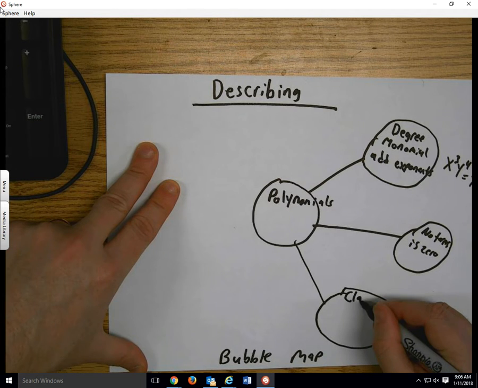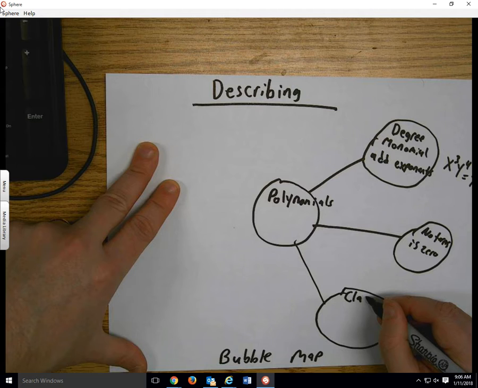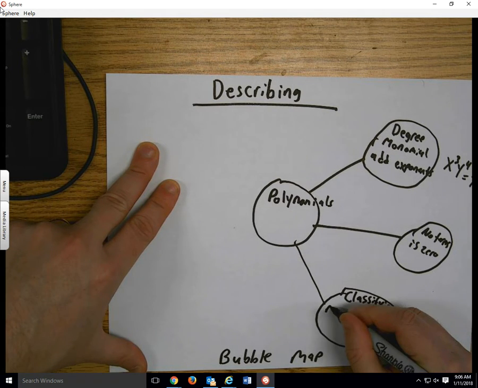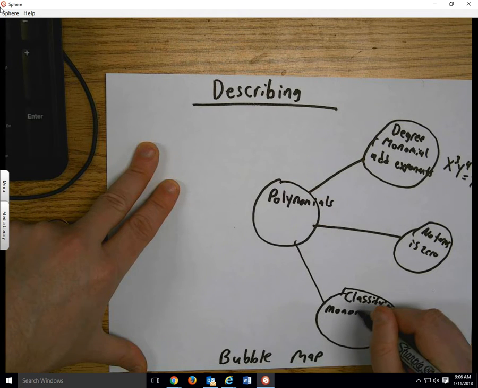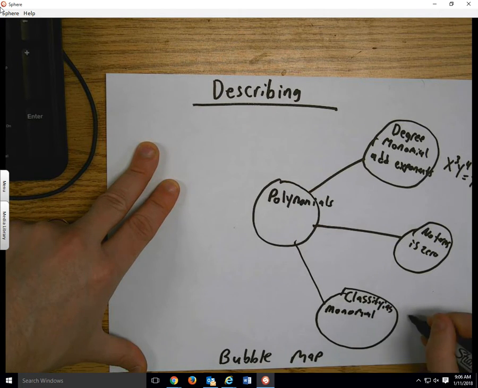What if there's only one term? What's that polynomial called? Anyone? Starts with the M. Monomial means there's only one term. Maybe something like x, y to the third. See how there's no plus or minus to it? It's just, that's a monomial.